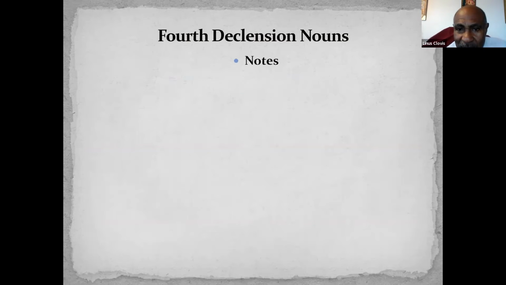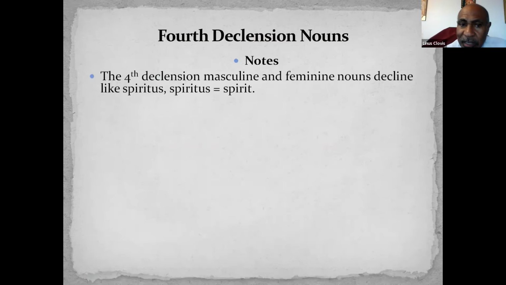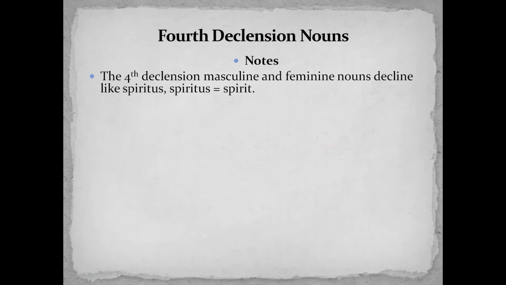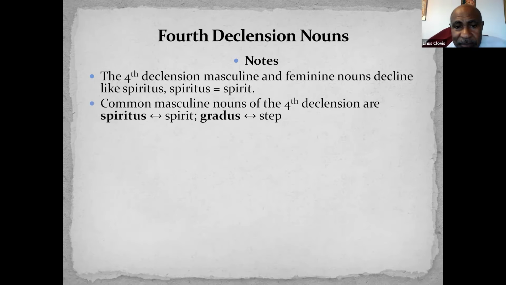Okay, so notes. The screen changed, you can see that, yes? So the fourth declension masculine and feminine nouns decline like spiritus, which is the same as spirit in English. So whether it's masculine or feminine, it's going to have that form and it will be declined in the same way. So no surprises there.